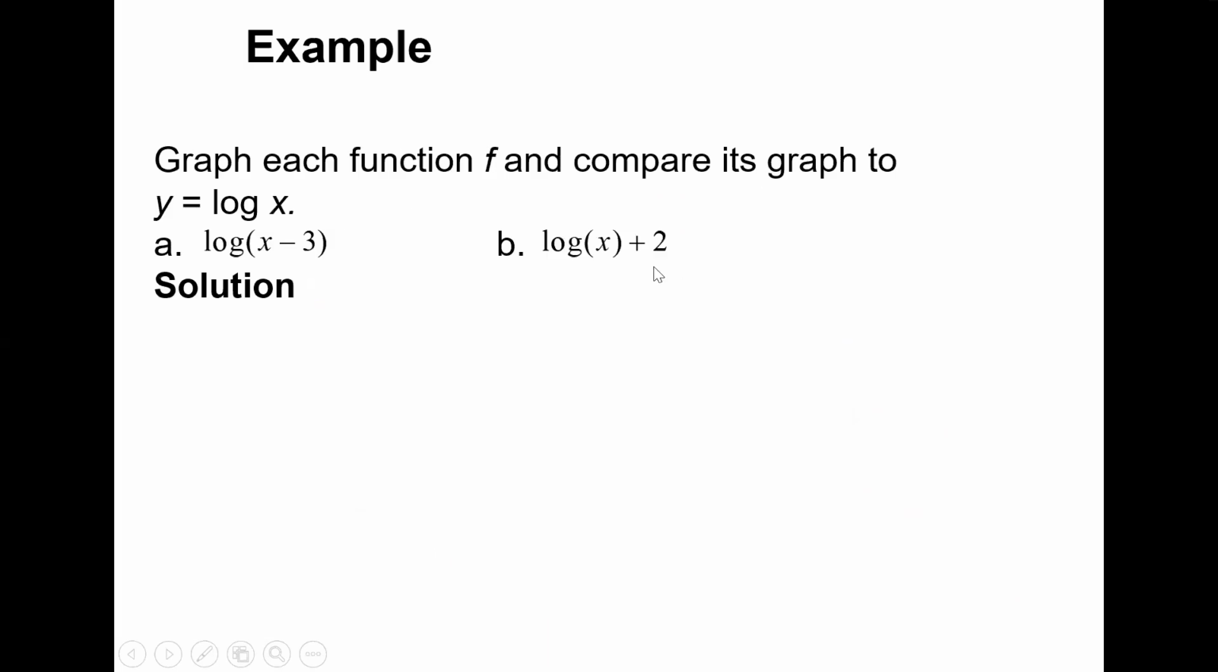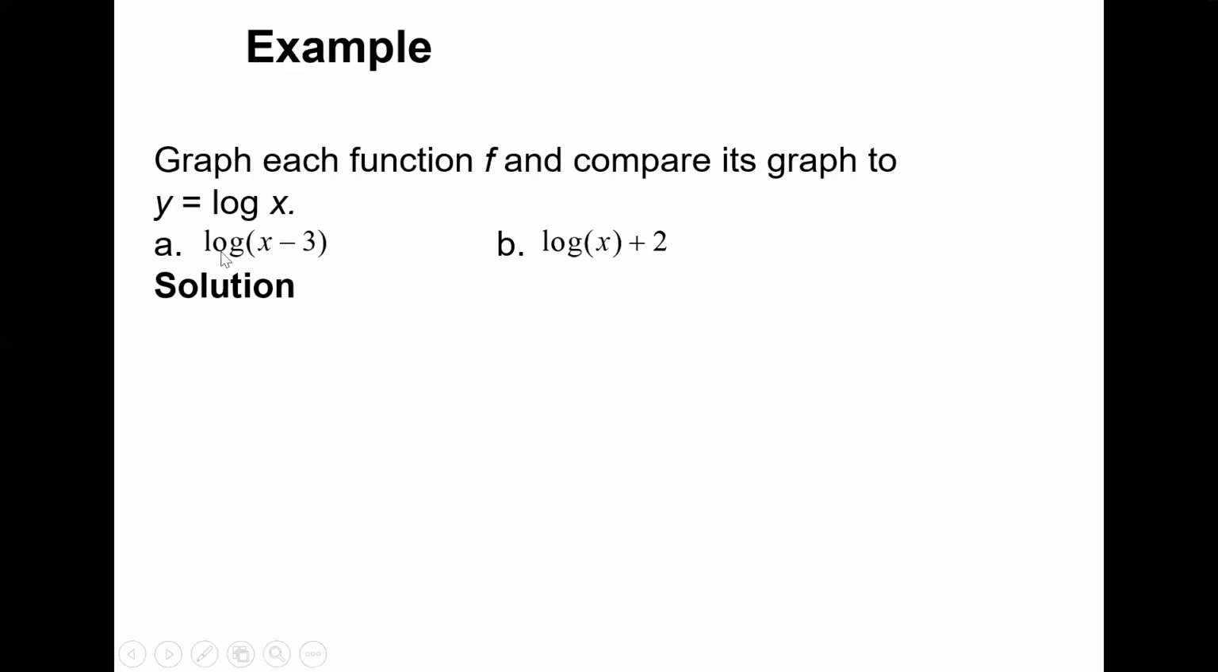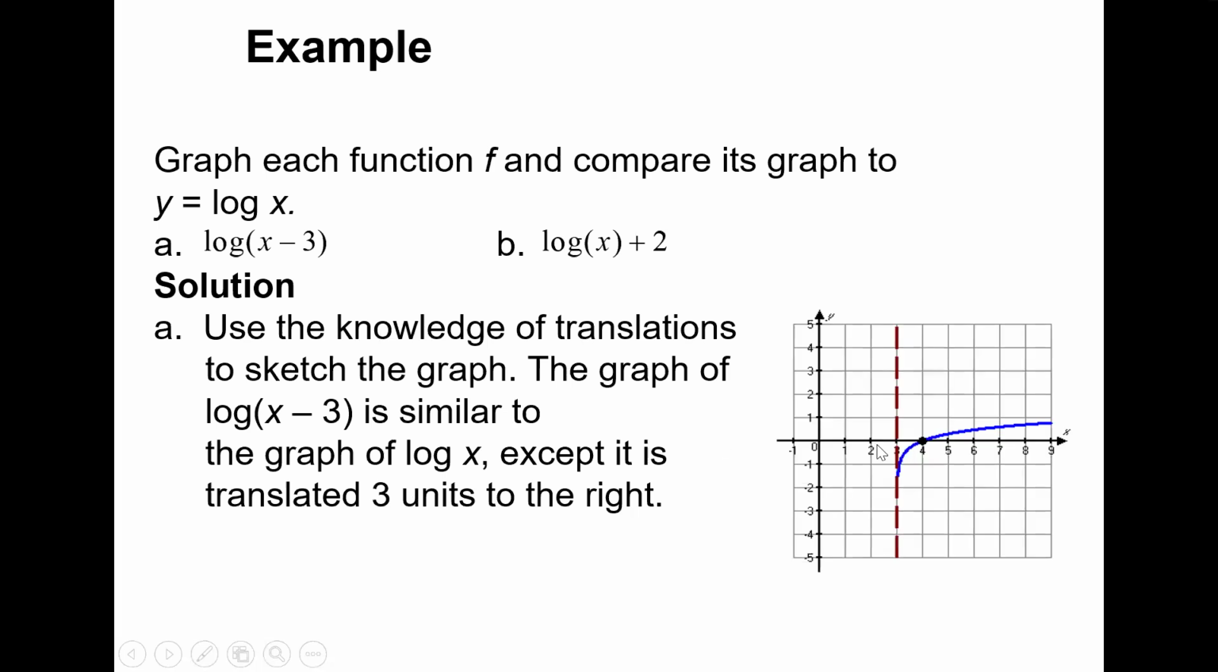All right, so now we want to graph each function and compare it to the graph of log of x. Well, remember, this is our original log. So if we have log of (x minus 3), what's that going to do? Well, that's going to move it right 3 spaces, right? So instead of having it here, we're going to put it over 3 spaces. So that dotted line is where it cannot get to.